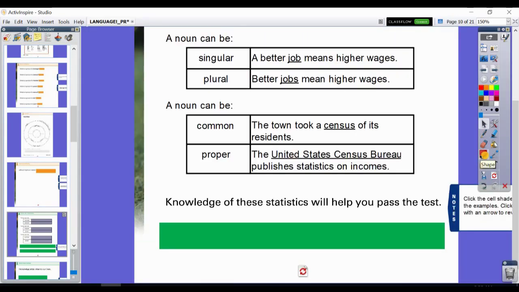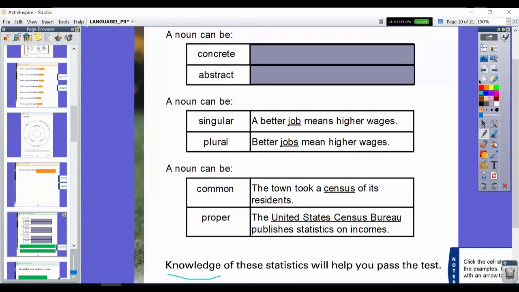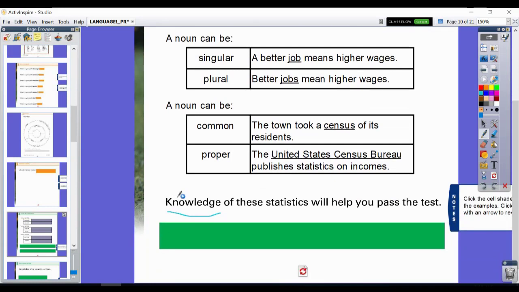Let's look at this first sentence. Knowledge of these statistics will help you pass the test. What is the first noun that you see in the sentence? Is it knowledge? Then you are correct. Is knowledge abstract or concrete? Yep, it's abstract. Let's label that with an A. Okay. Is it singular or plural?